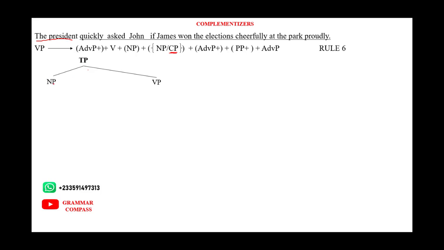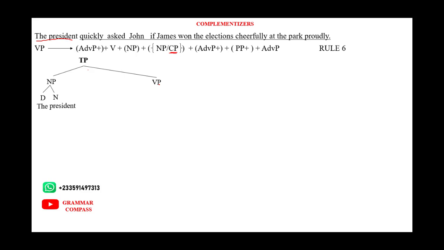First of all, let us expand the noun phrase, the president. The president consists of the determiner, which is "the," and then the noun, which is "president." We are done with the part that makes up our noun phrase. Let us move on to our verb phrase. Our verb phrase is quickly asked John if James won the elections cheerfully at the park proudly. Let us expand this verb phrase.